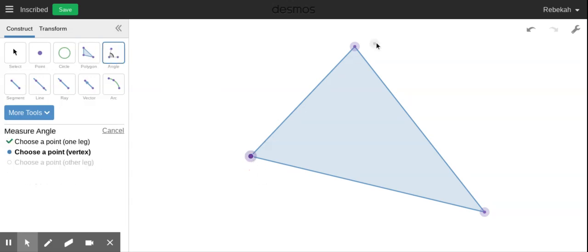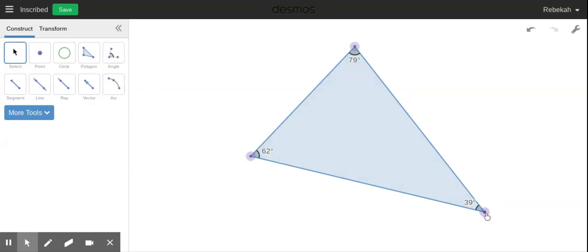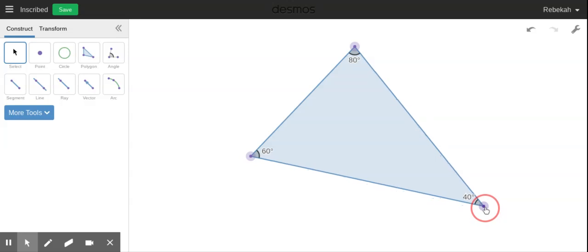I'm going to measure all the angles. I'll admit that labeling the angles is actually kind of fun because you just keep clicking on the dots all the way around. All right. And then what I'm going to do is move the angles just slightly so that I have even angles, because that's going to make my life easier. All right, so this is 60, 40, 80.